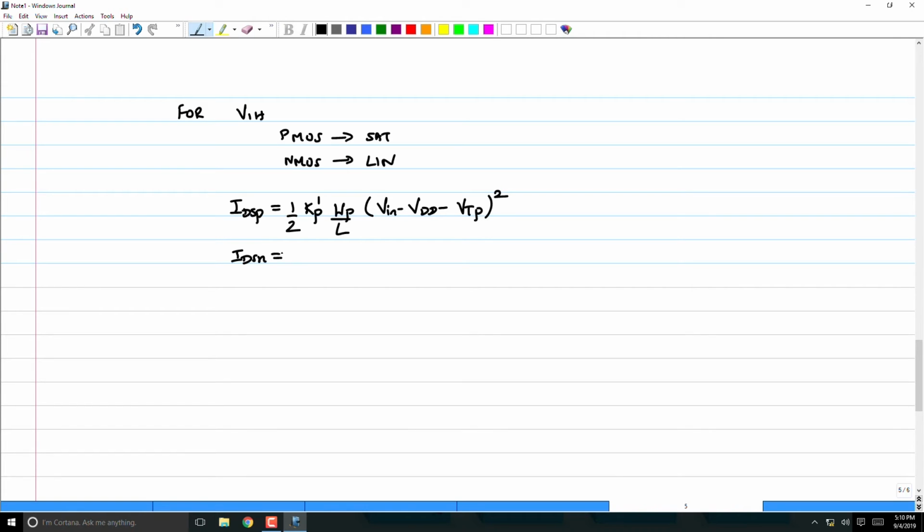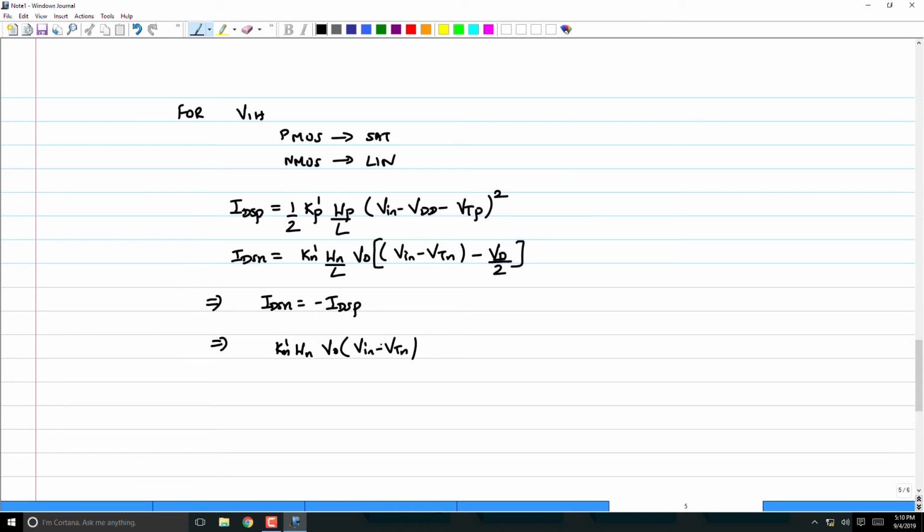And IDSN equals KN prime WN by L. What is VDS for the NMOS? Yeah, V naught. What about Vin minus VTN minus V naught by 2? Right? Again, I go ahead and do the same thing. Equals minus IDSP, which implies KN prime WN into V naught into Vin minus VTN minus V naught by 2 equals minus KP prime WP into Vin minus VDD minus VTP the whole square.